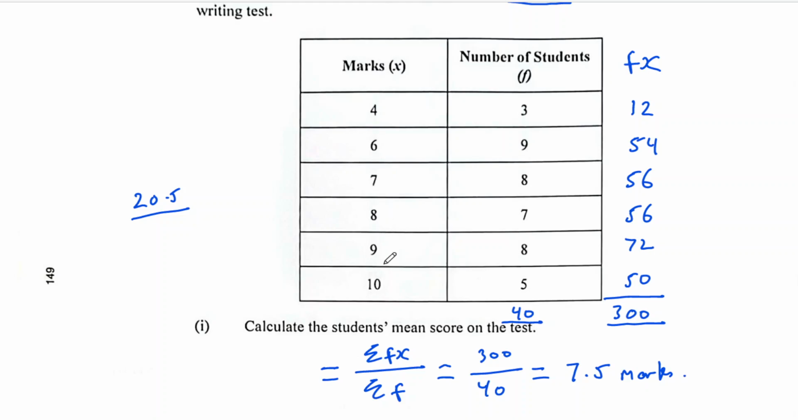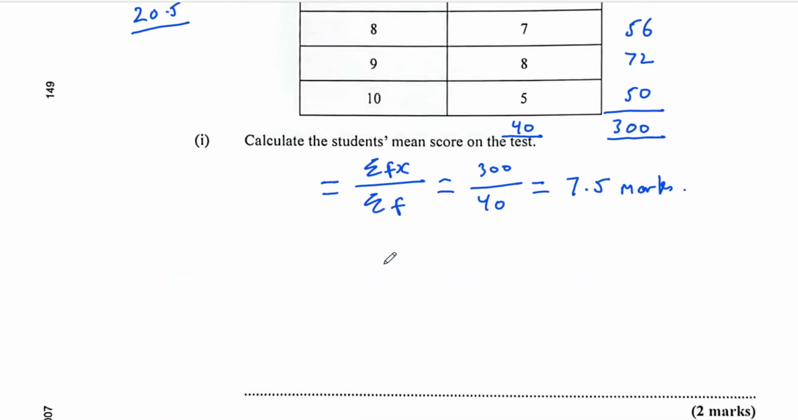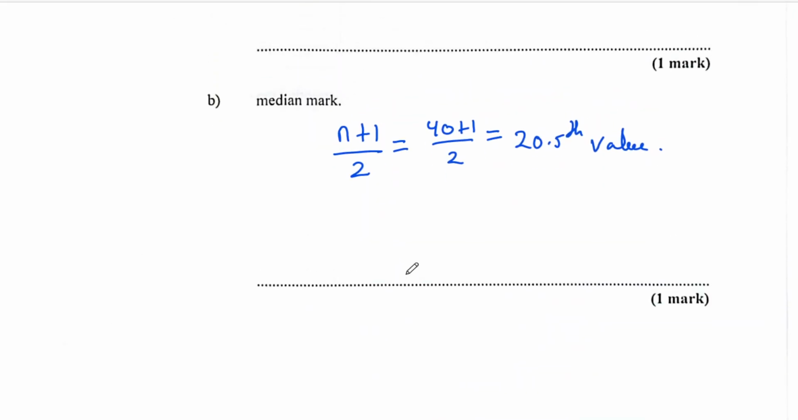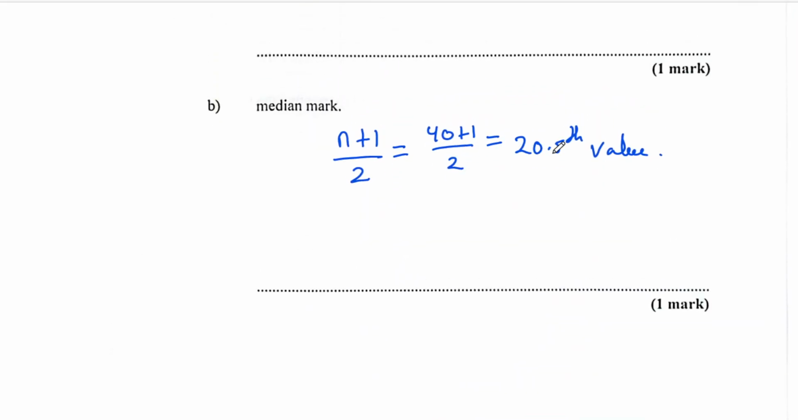And what is in the middle of 7 and 8? 7.5. Right? So the 20.5 value would be in between 7 and 8. So we add the two and divide by 2 to find the middle of those. So we get 7.5 marks, which is the median.